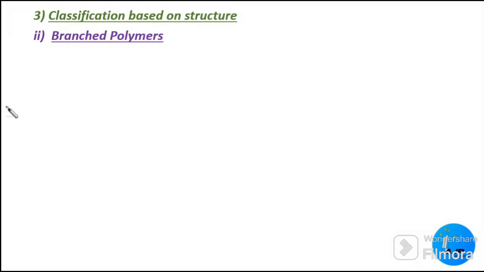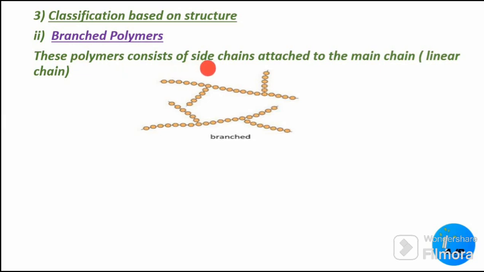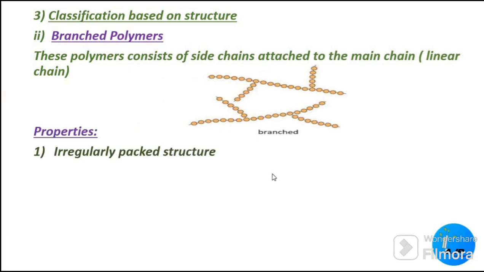So the next type of polymer is the branched polymers. Actually, these polymers consist of side chains attached to the main chain. So this is the main chain, and these are the side chains. Due to the presence of this branching, these branched polymers have an irregular structure. They have an irregularly packed structure. Due to the presence of branching, the branched chain polymers are unable to pack themselves in a compact manner. So that's the reason why they have an irregularly packed structure.